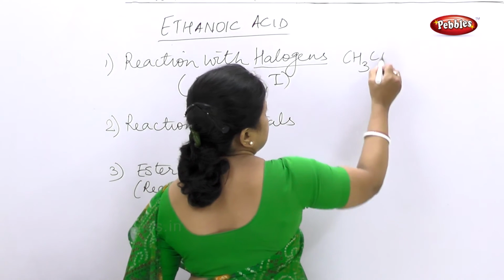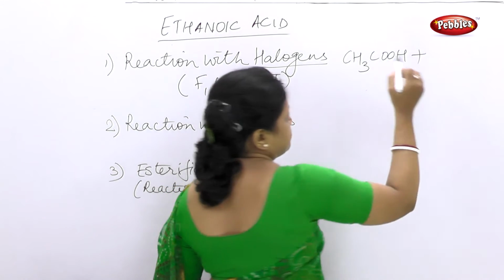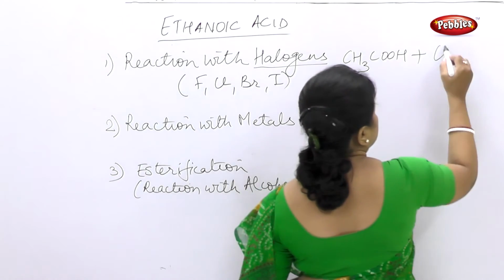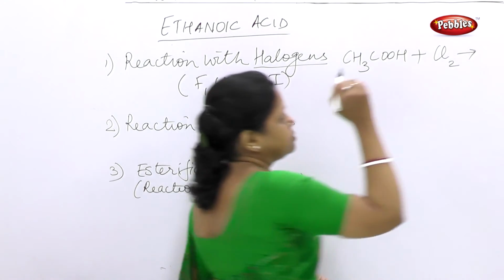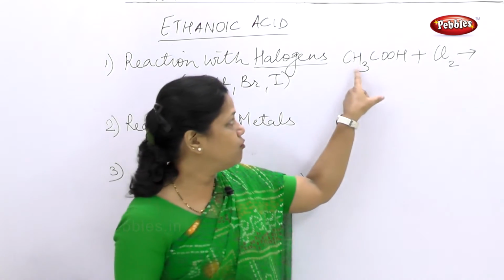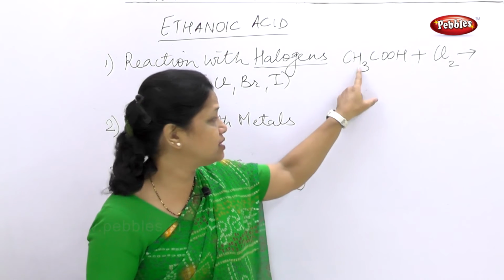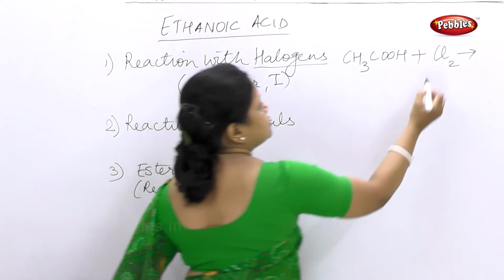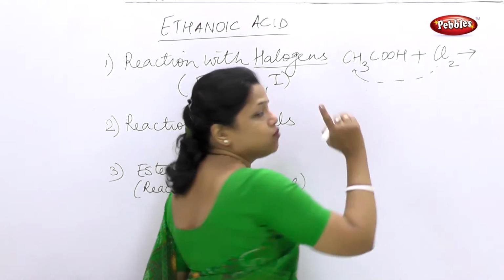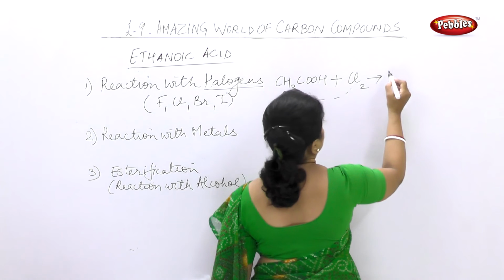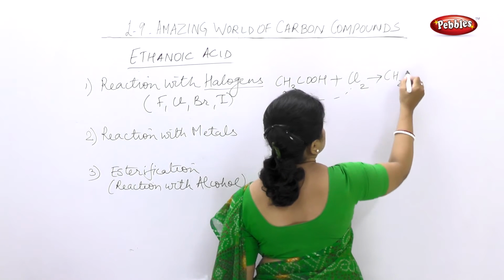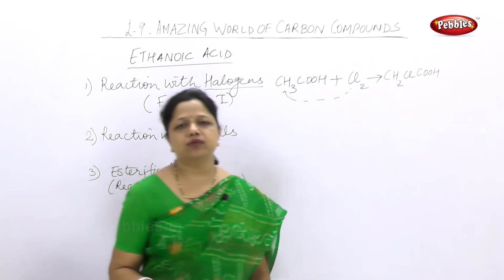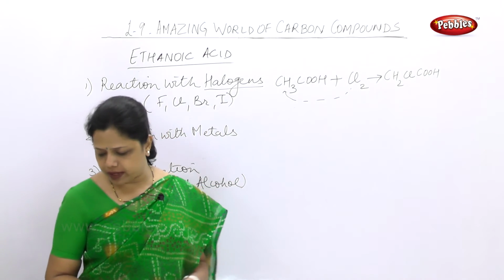CH3COOH. Okay, this is the acetic acid. If I react it with chlorine, what will be formed? Now here one hydrogen atom of CH3 group will be replaced with one atom of chlorine. That means one chlorine will replace one hydrogen. So what will be the formula? CH2ClCOOH. This will be the formula which is formed of the product.